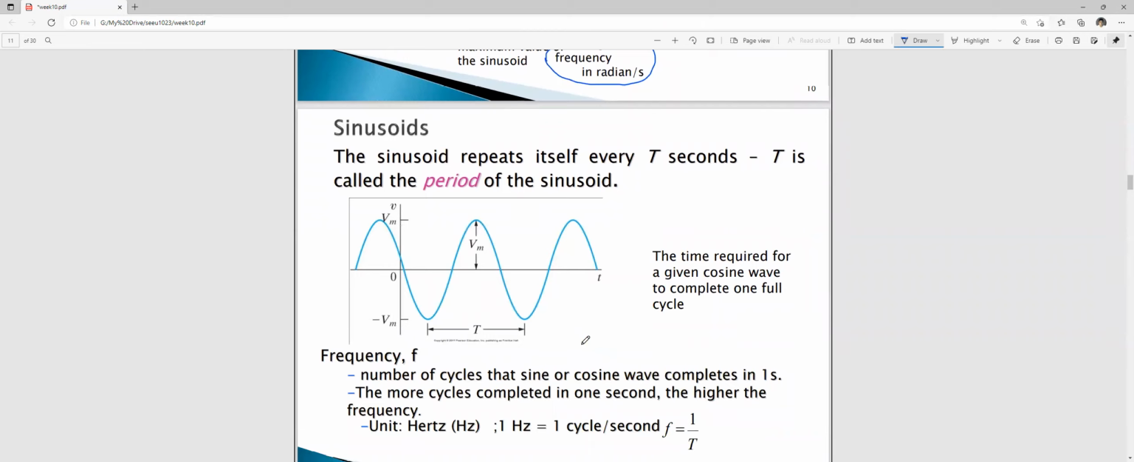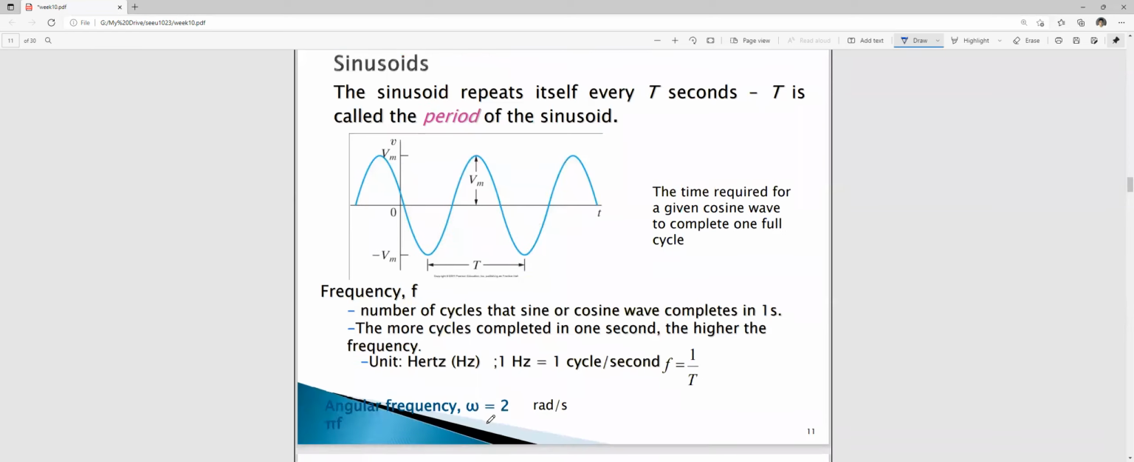The sinusoid repeats itself every T seconds, so T is called the period. The frequency is the inverse of the period, and the unit is hertz. If more cycles are completed in one second, you will have a higher value of frequency.